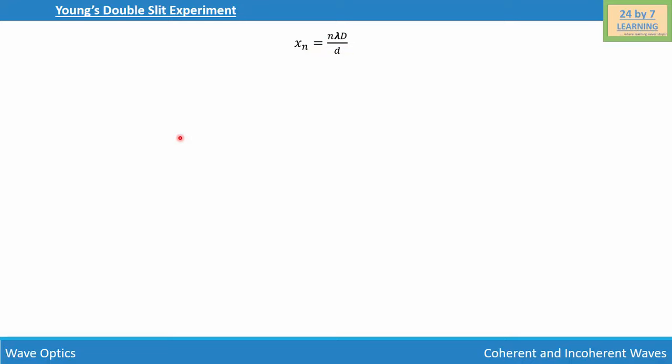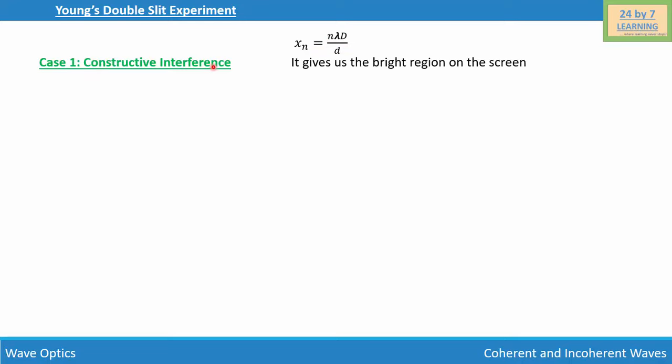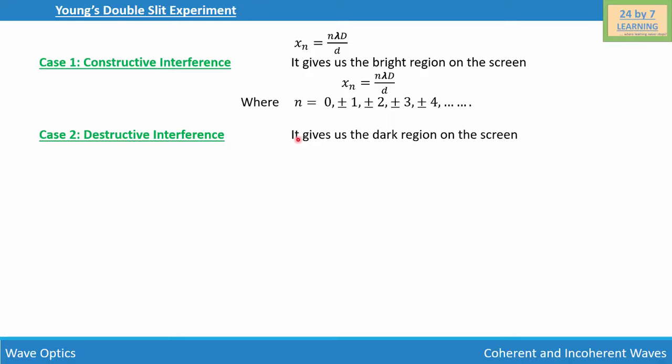Now since xn is equal to n lambda D over d, we are going to find the two cases. Our first case is constructive interference, which gives us the bright region on the screen, and the bright region is xn is equal to n lambda D over d, where n is equal to 0, plus minus 1, plus minus 2, plus minus 3, and so on, keep going. Now the second case is destructive interference. It gives us a dark region on the screen, and that is given as x(n+1) is equal to (n plus 1) lambda capital D over small d, where n is equal to 0, plus minus 1, plus minus 2, plus minus 3, plus minus 4, and so on.